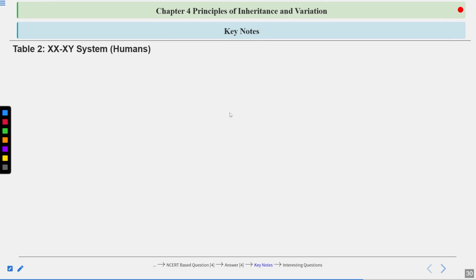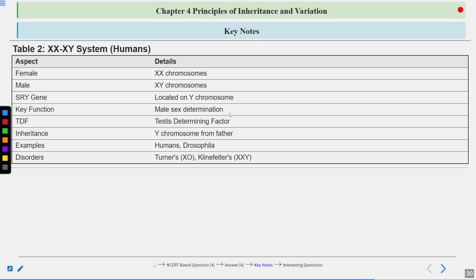Okay, we talked about the XX and XY system in humans. The thing here to remember is that females have X and X chromosomes, males have XY chromosomes. The SRY gene is located on the Y chromosome. What is the key function of the SRY gene? It helps in male sex determination. Okay, there is a TDF factor also on the Y chromosome. Inheritance: the Y chromosome is inherited from the father only. So the father will pass on the Y chromosome to only the sons, not to the daughters. So you should remember this concept.